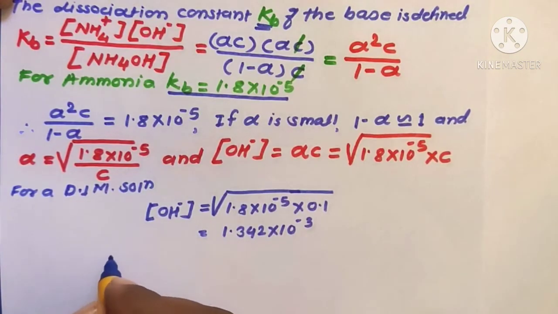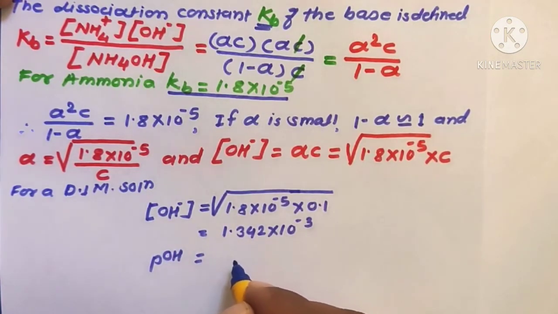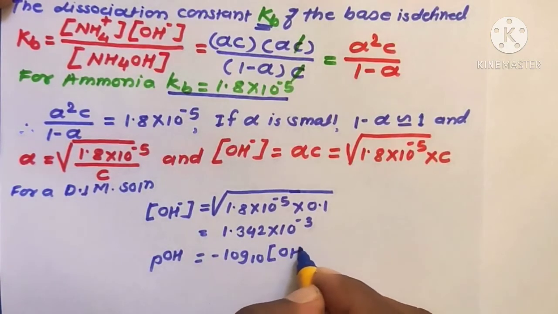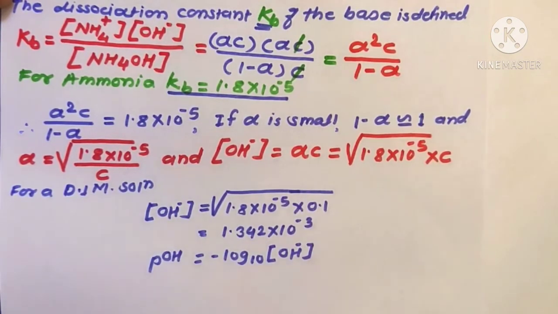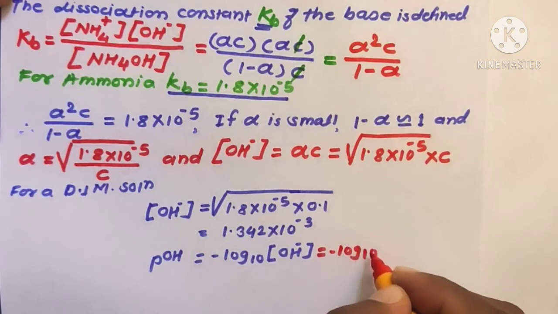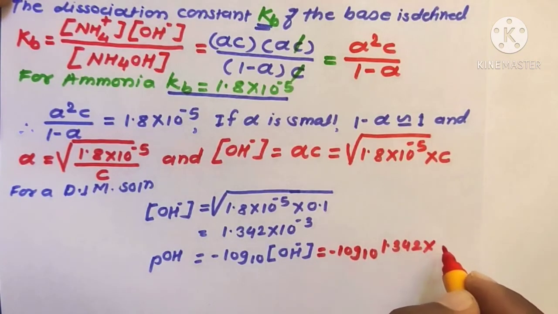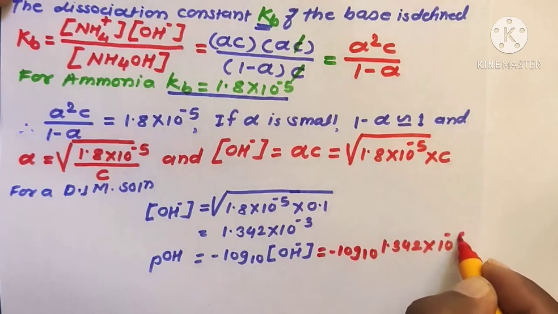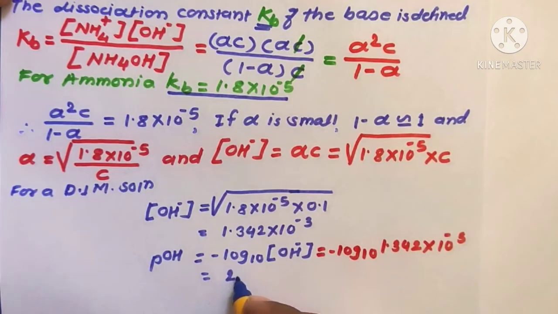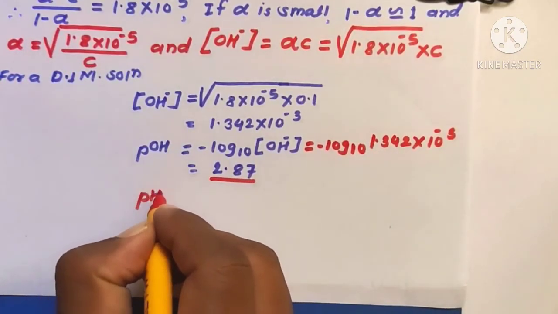Now the pOH is equal to minus log to the base 10 of the concentration of OH minus ions, which equals minus log to the base 10 of 1.342 into 10 raised to minus 3. We will get 2.87.